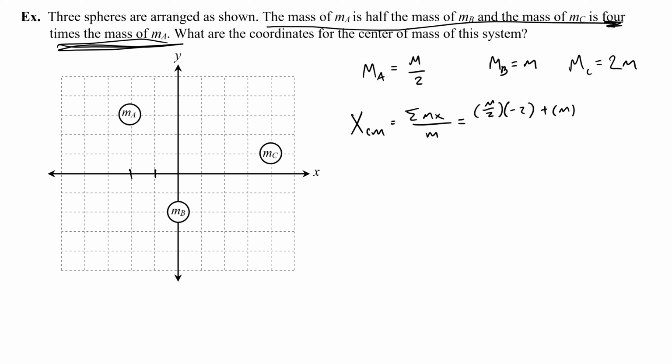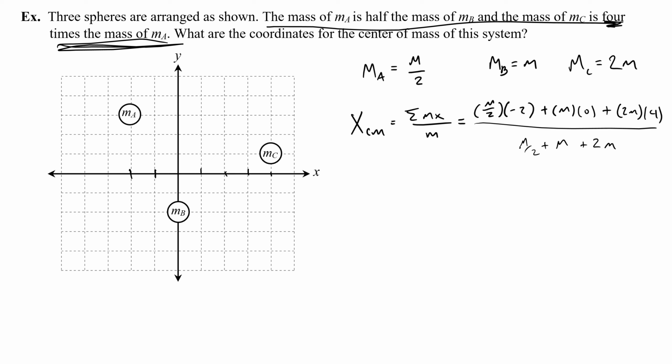Then for B, I have a mass of M. And B is at 0. There's no x location for B. That's good. And C, I've got 2M. And it looks like it's located at 1, 2, 3, 4, positive 4 position. Okay, so all of that gets divided by a total mass of M plus 2M is 3M plus M over 2. I'll write that out. We've got M over 2 plus M plus 2M.